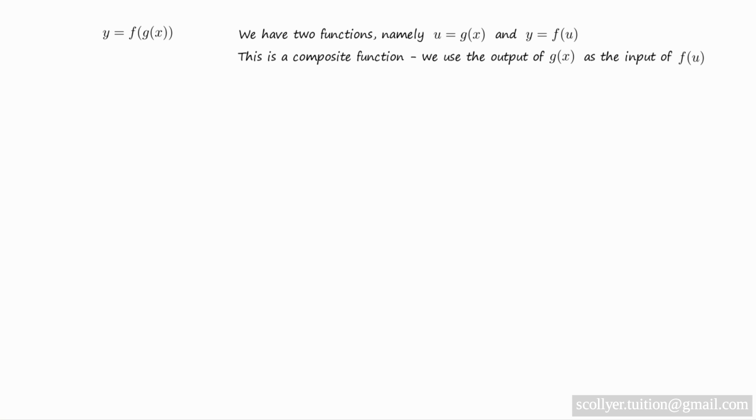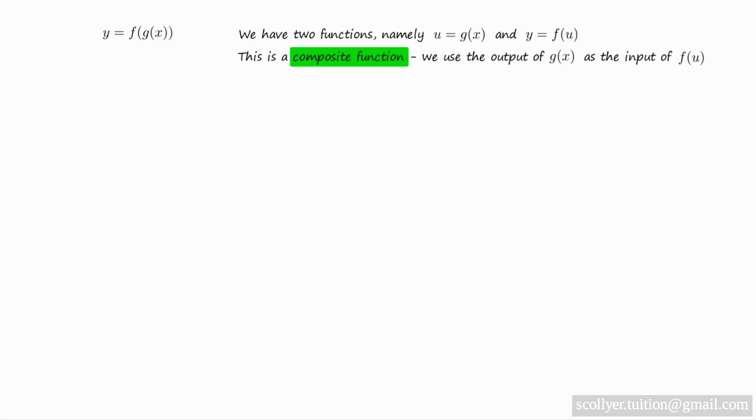In this problem, we are considering the function y equals f of g of x. In fact, here we have two functions, which we can call u equals g of x and y equals f of u. This construction is called a composite function, where we are using the output of g of x as the input of f of u.